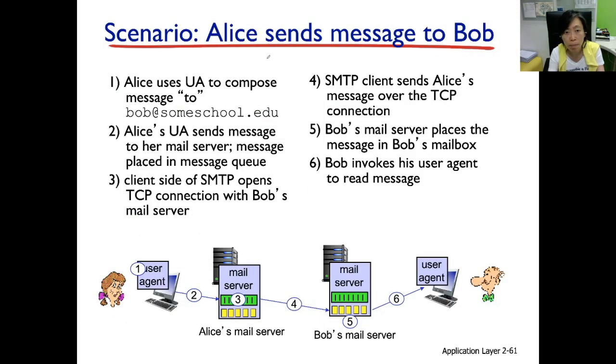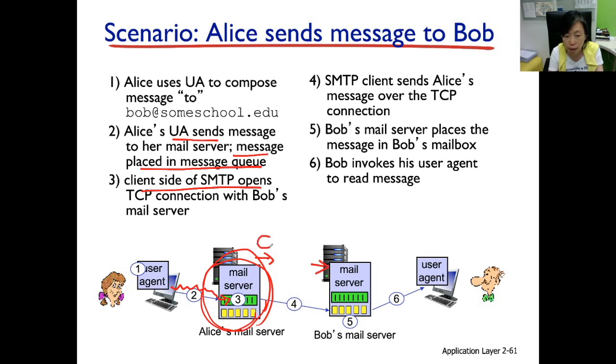Now let's put all three major components together and let me illustrate with a concrete scenario. Alice here is sending an email to Bob over there. Alice will need to start the user agent first to compose an email. In the email, she will need to specify the receiver. Then the user agent will send the email to the message queue in the local mail server. So that is step 2, the email going to the message queue.